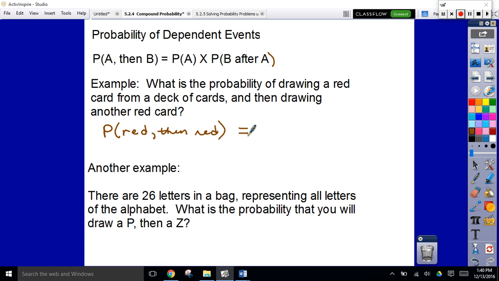Jenna? Would it be 1 out of 2? It would be 1 out of 2, because we have 2 colors of cards, right? We have red cards and black cards. There's the same number of both, so it would be 1 out of 2. Now, the next part's a little bit tricky.